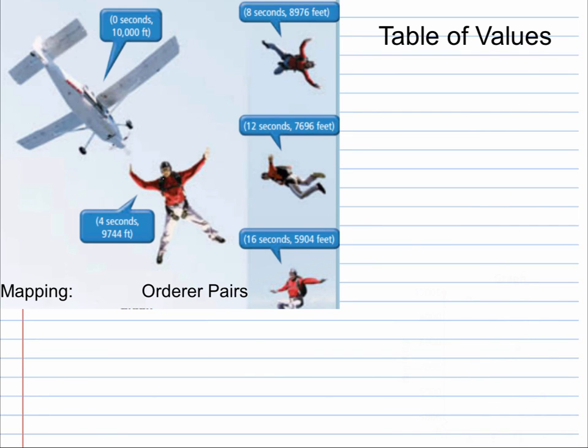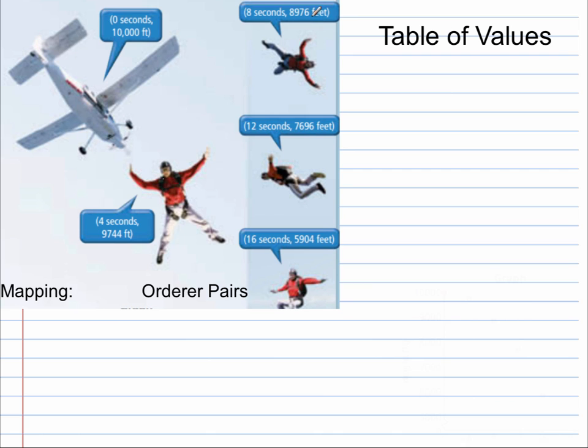So let's see what a problem would look like. Suppose I give you a picture like this, and we have a skydiver who is jumping out of an airplane, and it looks like the data is kind of all over the place here. And suppose I want to represent this relationship using 4 different representations. Well, let's see. The first thing we need to do is gather the data. It looks like he jumps out of the plane at 0 seconds and he's at 10,000 feet. At 4 seconds, he's at 9,744 feet.